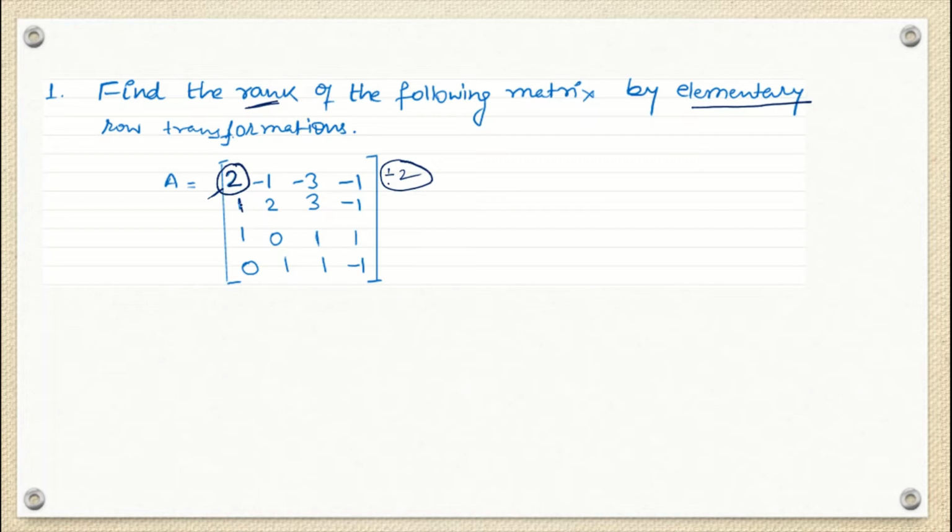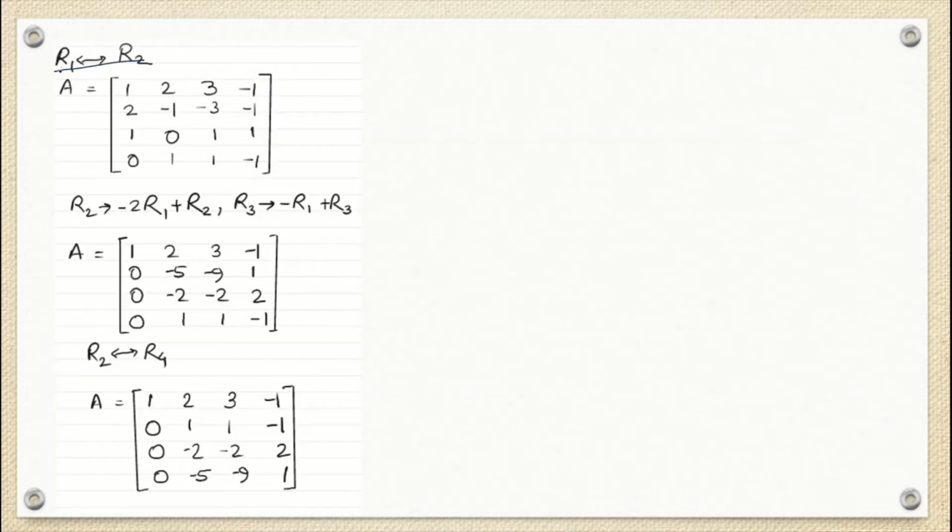We can see that this row has 1 present here. So if we interchange row number 1 with row number 2, we don't have to do any division. We will just be interchanging these elements, and then 1 can come in this place. Fine. So what we are doing here is interchanging row number 1 with row number 2. Okay, so the same thing we have done.